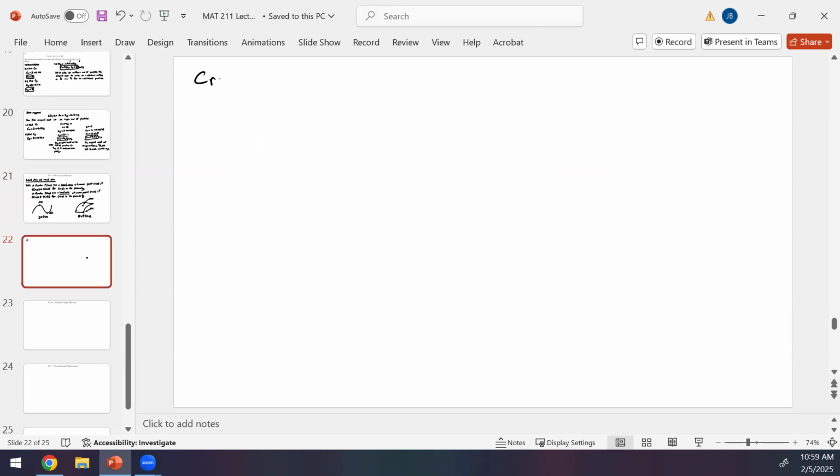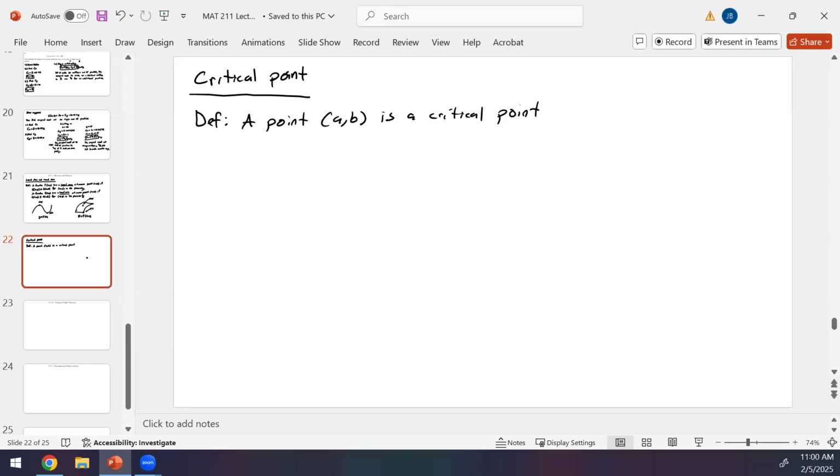So now we're going to define the most important thing here, and that's the critical point, because that's how you're going to find your maxes and mins. So what is a critical point? A point a comma b is a critical point. And another word that people often use is stationary point.